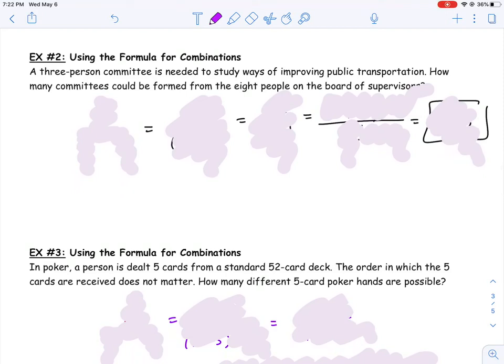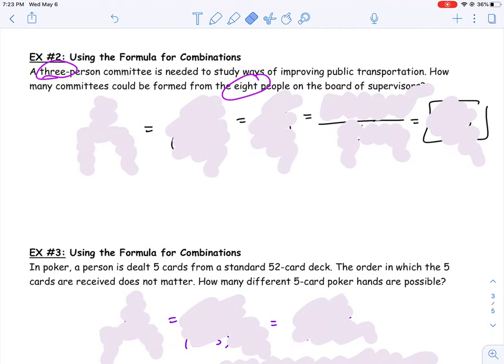In example number 2, it says a 3-person committee is needed to study ways of improving public transportation. How many committees can be formed from the 8 people on the Board of Supervisors? So we have a total of 8 people, and we want to pick 3. We want to choose 3 of them to be on a committee. Now let's think, does order matter? Well, it doesn't necessarily matter how we pick these people. It doesn't matter how they sit at the table. We're just asking them to vote or give us their opinion on this public transportation, right? So to me, in this example, order would not matter.